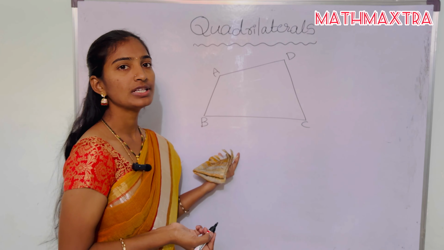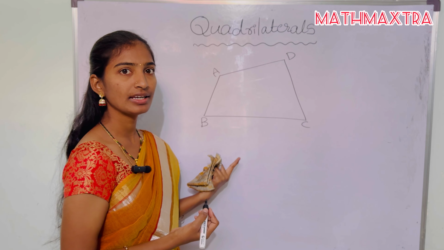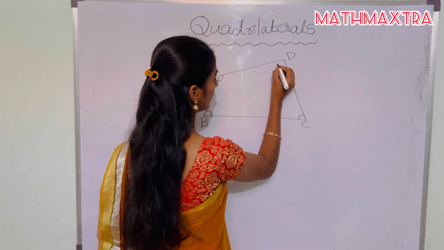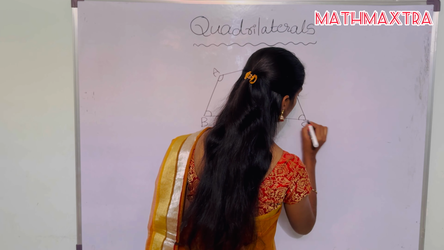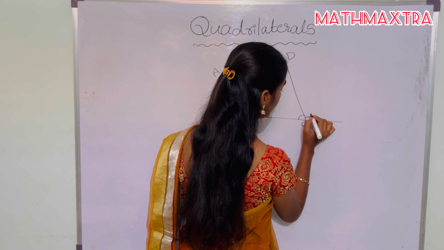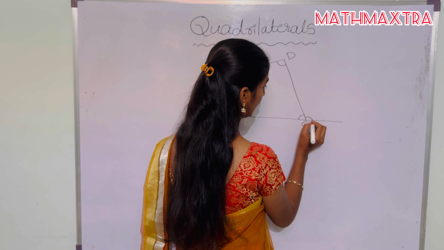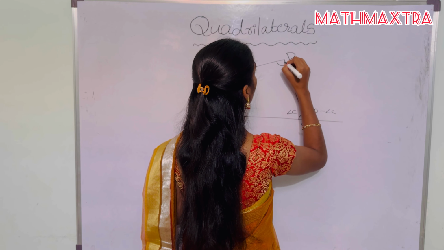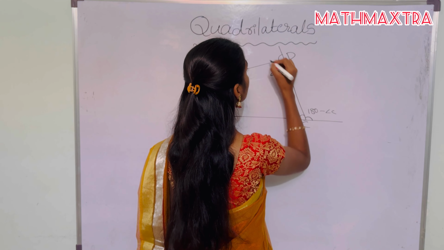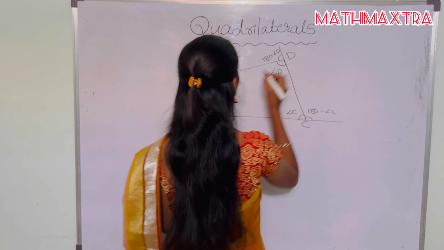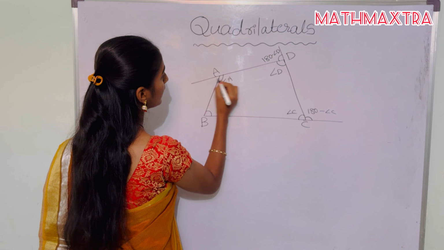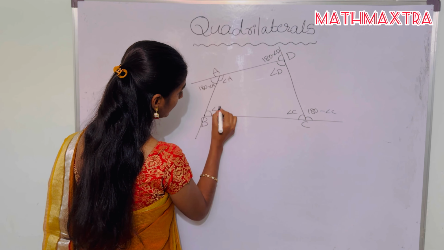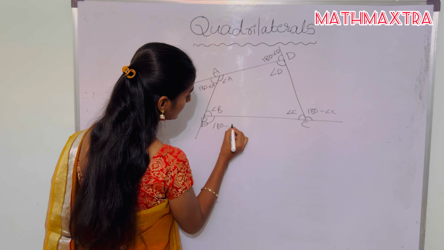Now we'll see what is the sum of all exterior angles of a quadrilateral. We know these are interior angles at each vertex, and there is an exterior angle at each vertex. This is the exterior angle at C. This is angle C, this is 180 minus angle C. And this is angle D, this is 180 minus angle D. And this is angle A, and this exterior angle is 180 minus angle A. And this is angle B, and here 180 minus angle B.